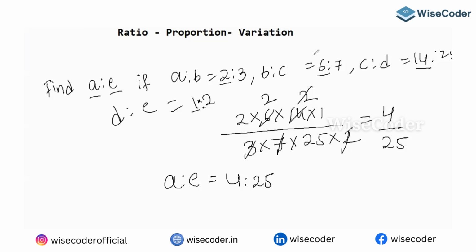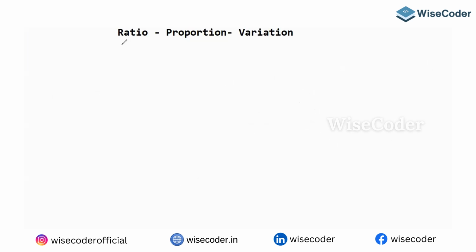Let's go to the next question. Please write down. Two numbers are in the ratio 2 is to 5. If 4 is added to each, they would be in the ratio 4 is to 9. Find the numbers.